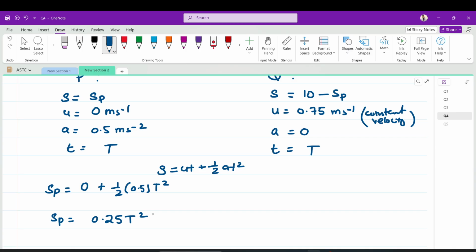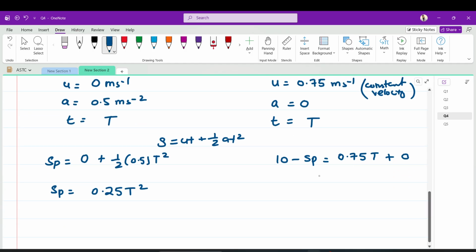Okay, so that's what we know about p. So let's do the same for q. In this case, that will be 10 minus sp equals ut. So u will be 0.75, and here we have t plus half at square. Since a is 0, this entire term also becomes 0.